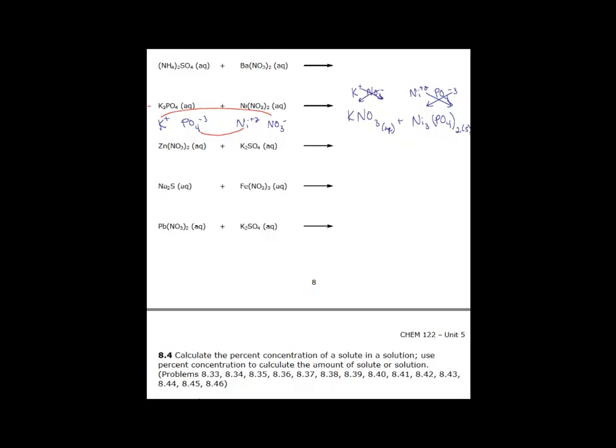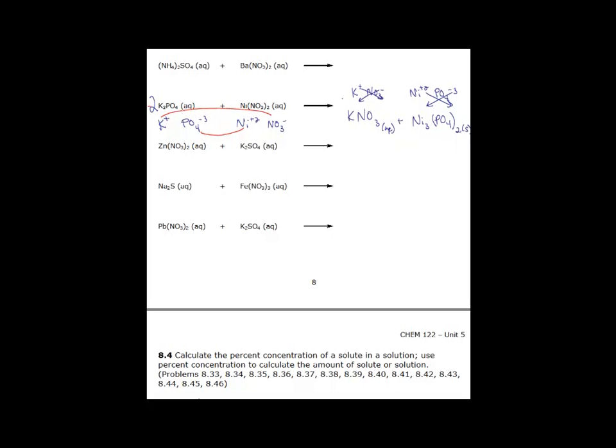It's definitely not balanced. If you look at the potassiums, you have 3 potassiums on the left and 1 on the right. So that's off. Also, our phosphates are off. On the left you have 1 phosphate, 2 on the right. So let's put a 2 in front of potassium phosphate. Now we have 6 potassiums, 2 phosphates.